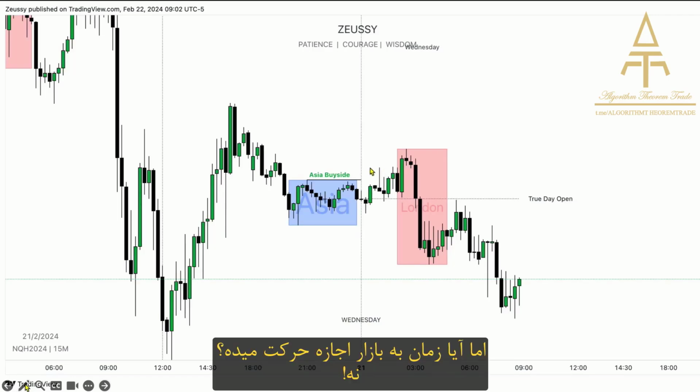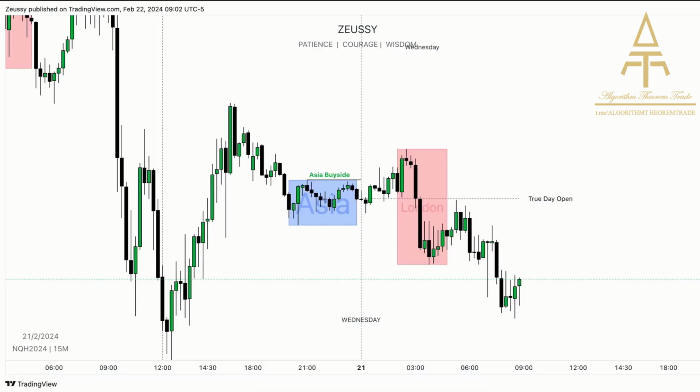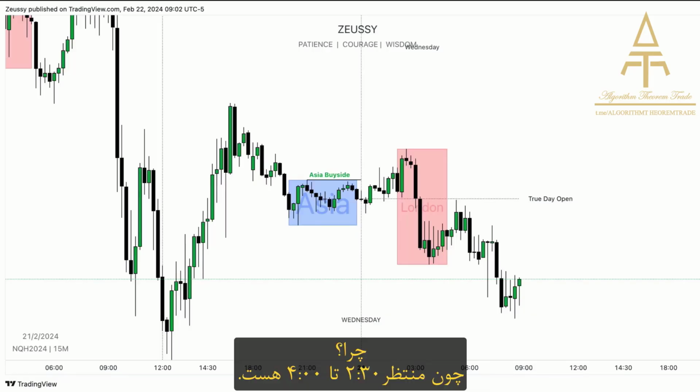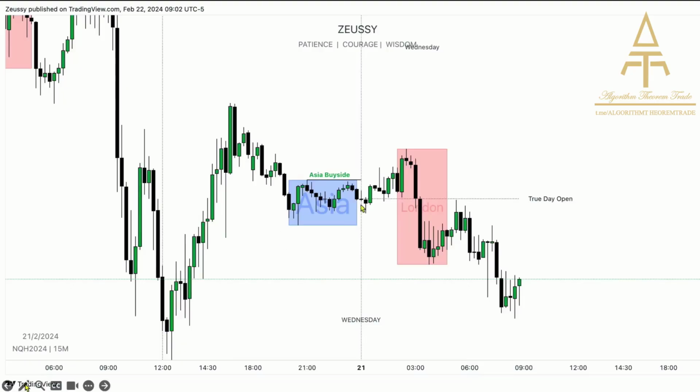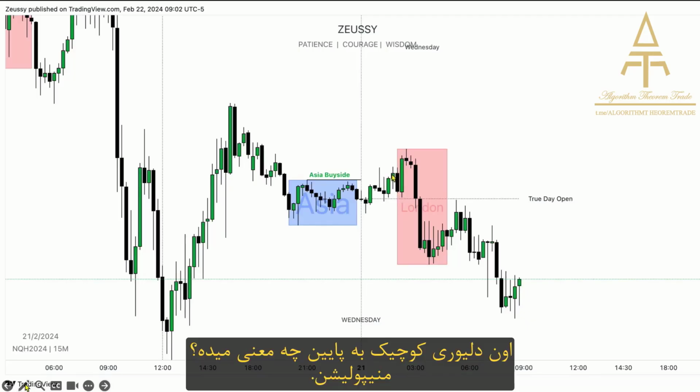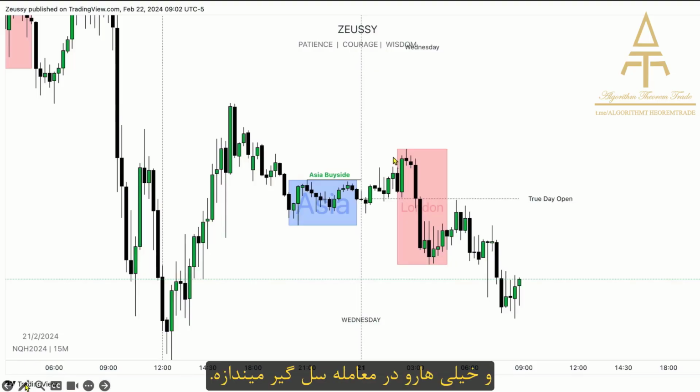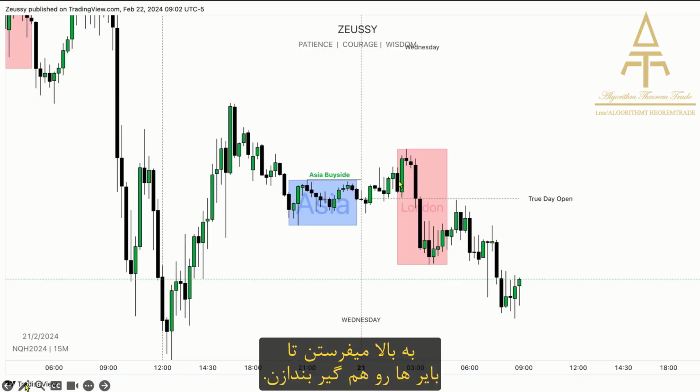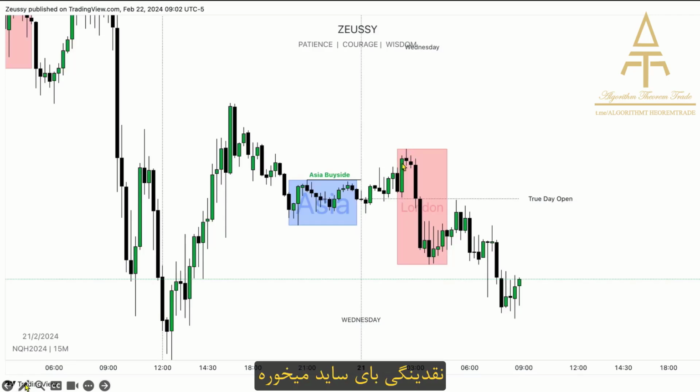But is the market already allowed time-wise to expand? No. Why not? Because it's waiting for 2:30 to 4 a.m. So therefore we see consolidation, market opens up at 2 a.m. of a sell side here. What is the function of that delivery lower? It's manipulation. They trap shorters into believing that London is gonna go lower. They push it higher once more, trapping buyers, taking out buy-side liquidity.